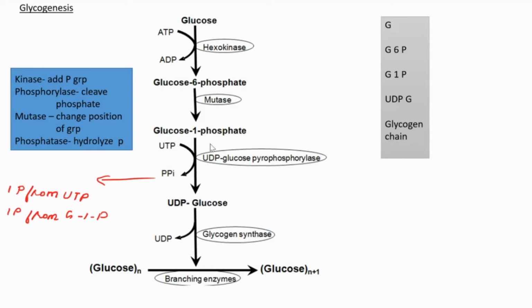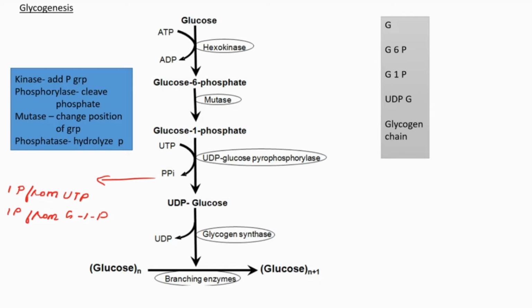Then this glucose 1 phosphate combines with uridine triphosphate. Uridine is there, then 3 phosphate groups are there. Then what is happening here? Here is also one enzyme, UDP glucose pyrophosphorylase. Some transferring is also occurring for the phosphate group. That's why UDP glucose pyrophosphorylase is there. Now what is happening here?